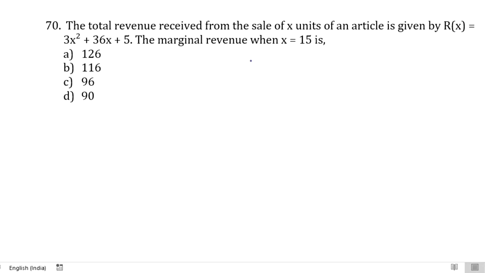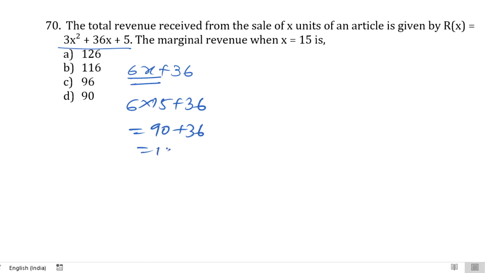Total revenue is given. I have been asked to find out the marginal revenue when x is equal to 15. So marginal revenue is nothing but derivative of the revenue. So derivative of 3x square is nothing but 6x. Derivative of 36x is 36. I need to substitute the value of x as 15. So it is 6 into 15 plus 36. 15 6s are 90 plus 36, which is equal to how much? 126. So right answer is 126. Next question.